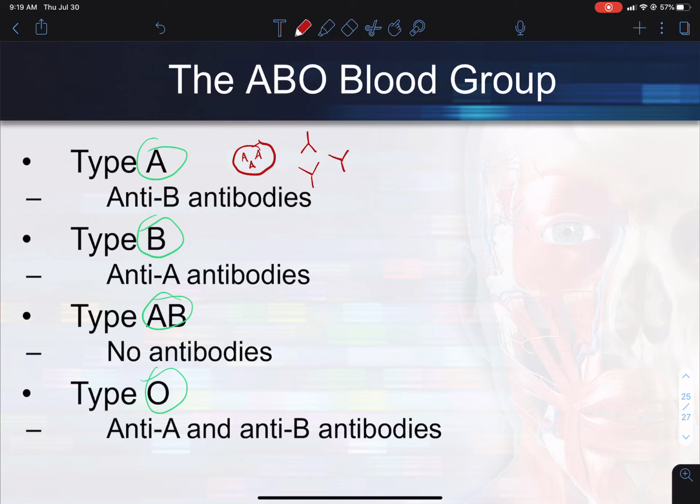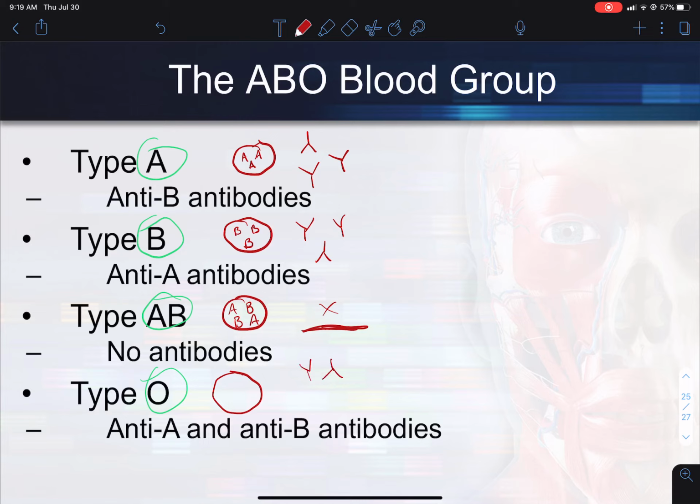Let me just walk through this a couple of times and I'll recap here at the end. Type B blood is going to be a red blood cell with B antigens and anti-A antibodies. Type AB blood is going to have both A and B antigens on it, and it's not going to produce any antibodies. Type O blood is not going to have any antigens on it, and it's going to produce both anti-A and anti-B antibodies.